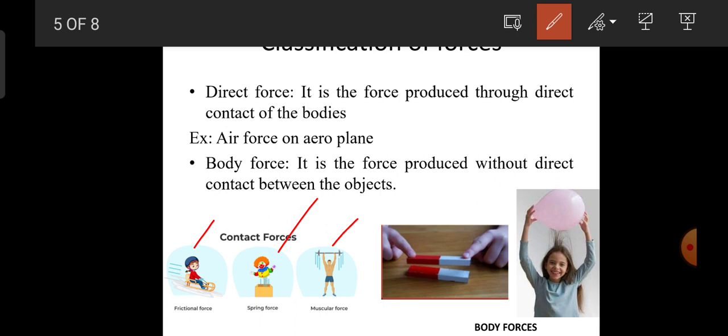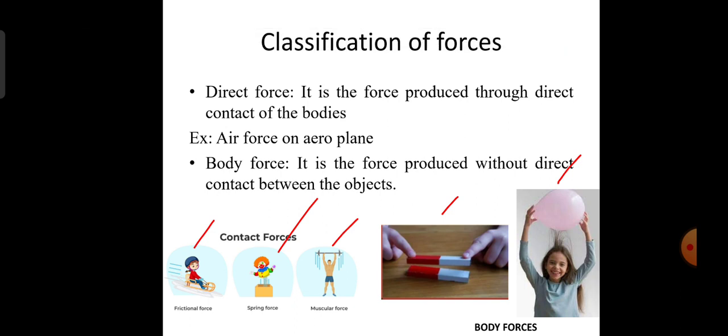So the second one is called body force. It is the force which is produced well within the object without any application of the external agency. So this might also be called internal force. So this is a force which is produced without any direct contact between the objects. So you can give an example as gravitational force, or the magnetic force between two magnets, and electrostatic force. So these are some of the examples of the body force.